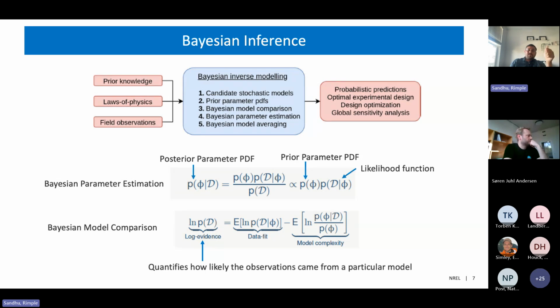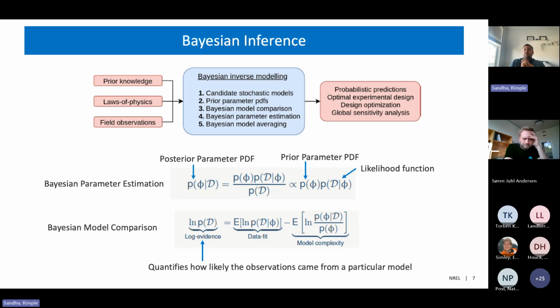There are laws of physics, so obviously my model structure is motivated by thin airfoil theory. And then there are field observations, my pitch displacement captured from the wind tunnel. So all three things go into this Bayesian inverse modeling. My first step is I have candidate stochastic models. Stochastic means I have that model discrepancy error, and I'm also capturing the observational noise. That's why I'm calling these stochastic models. I have prior parameter PDFs, where PDF means probability density function, for my parameters.